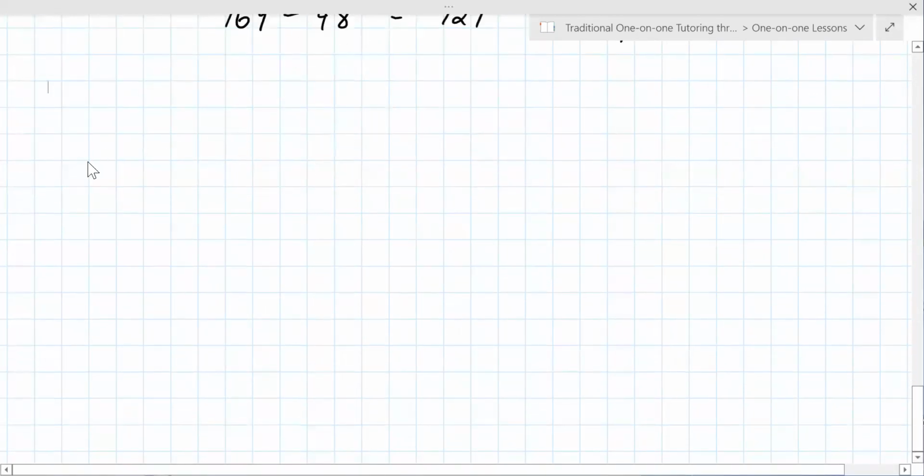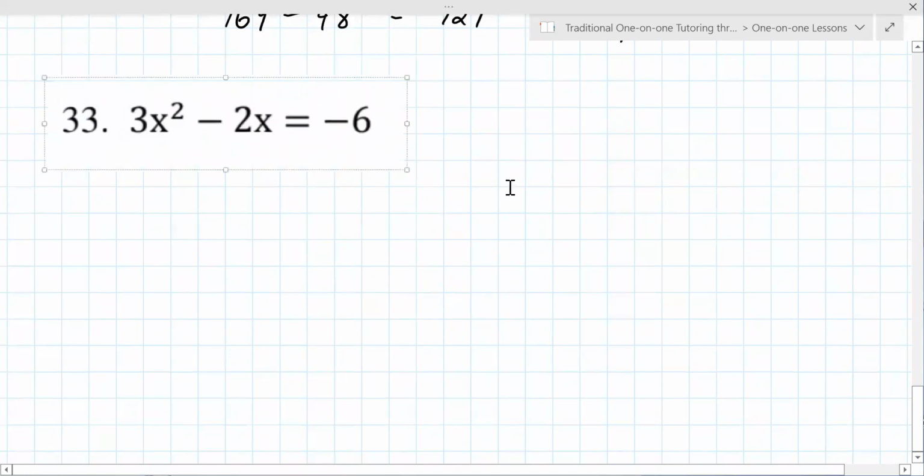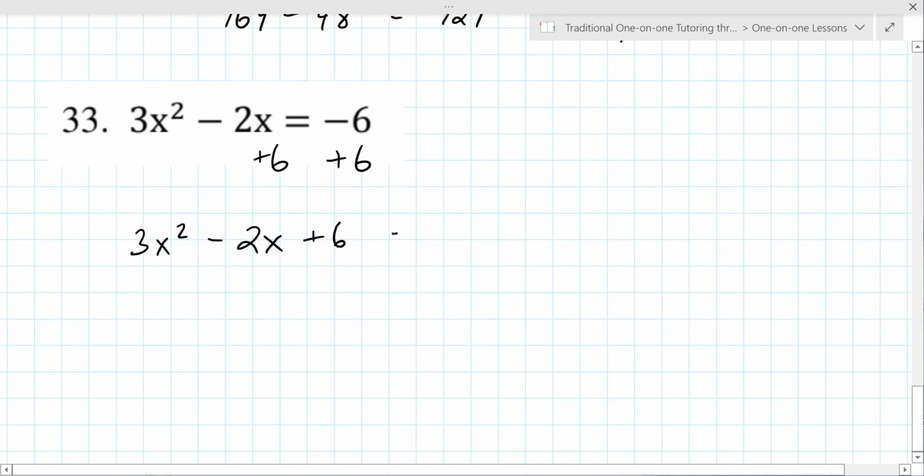All right, so for number 33, the thing that we talked about last time is when you're solving a quadratic, you always want to bring this constant term to the other side of the equation. The exception is, of course, when you're completing the square. Math is full of exceptions. So this is 3x squared minus 2x plus 6 equals 0. So I'd like you to calculate b squared minus 4ac from this.